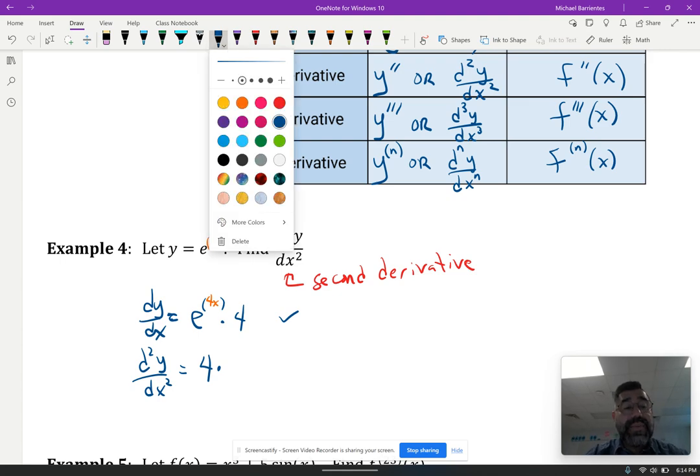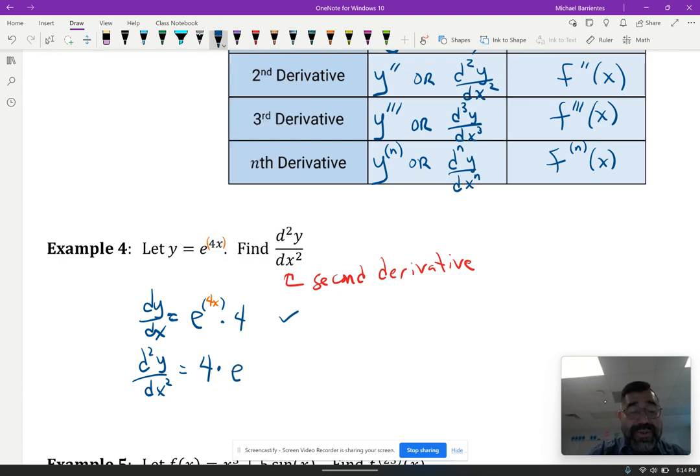Well, the derivative of e to the 4x means I'm taking a chain rule. So I'm going to take the derivative of the outside with the inside still in there times the derivative of the inside. And now I can combine the 4 times 4 and get 16e to the 4x. This is my second derivative, and this is what we were looking for. So higher order derivatives just means you're taking multiple derivatives of the same function. Whatever derivative I want is how many times I go, and then stop, right? Because that's all we're doing.